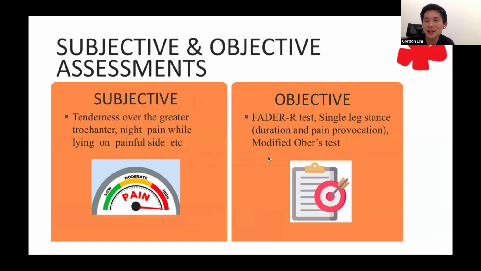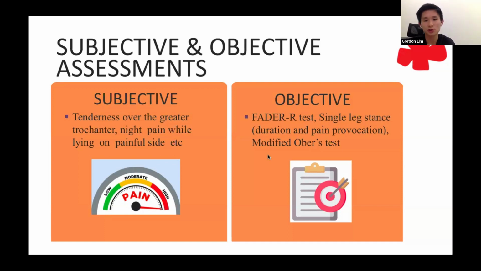So a physiotherapy assessment for the suspicion of gluteal tendinopathy is definitely different from what we previously talked about, the FAI. So for our subjective assessment, we might be looking for complaints such as lateral hip pain with tenderness over the greater trochanter. The patient might also complain of pain at night when lying on the painful side. They might also complain of pain when going up high steps, as well as discomfort during prolonged sitting or sitting with the legs crossed.